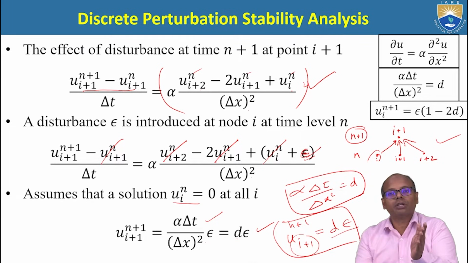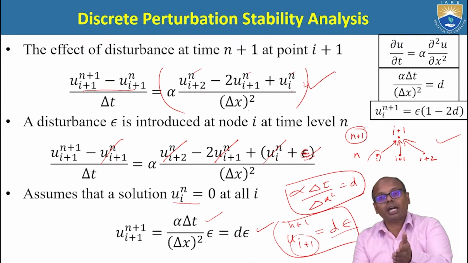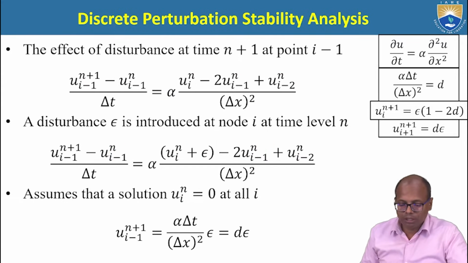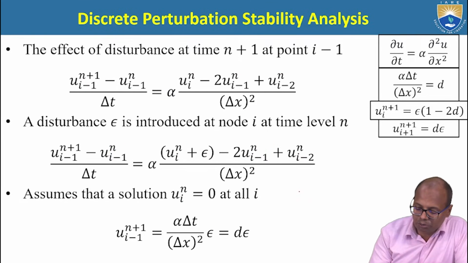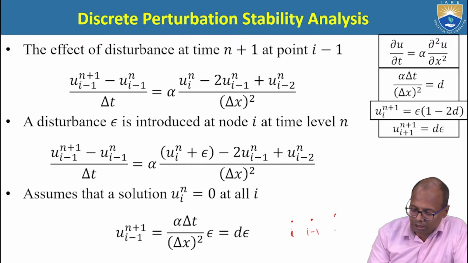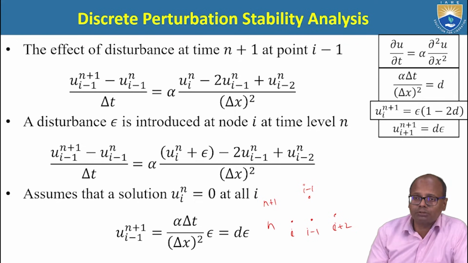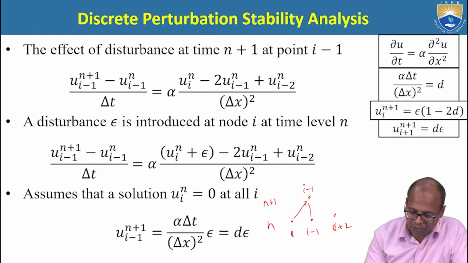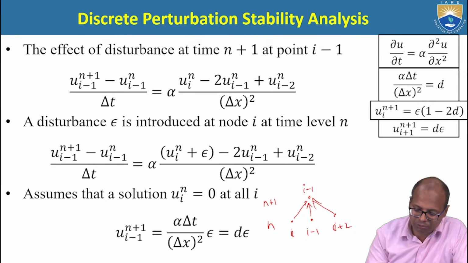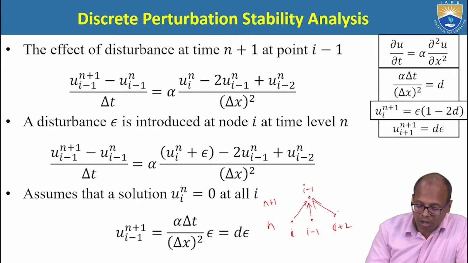Now we will see the disturbance at the I minus 1th node. Now at the I minus 1th node, what am I doing? I am at the I minus 1 node. One before means I, and one after is I plus 2. This is the nth time, and at the n plus 1th time I am at I minus 1. So if I use these 3 nodes, I have to find out what is I minus 1. So how to do that again?